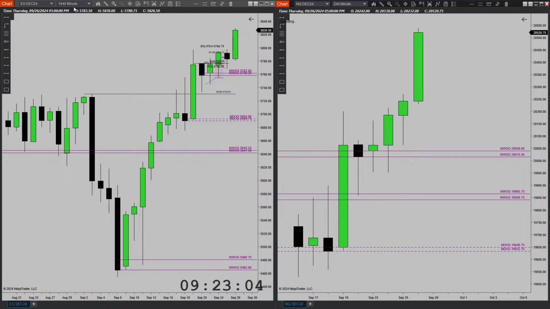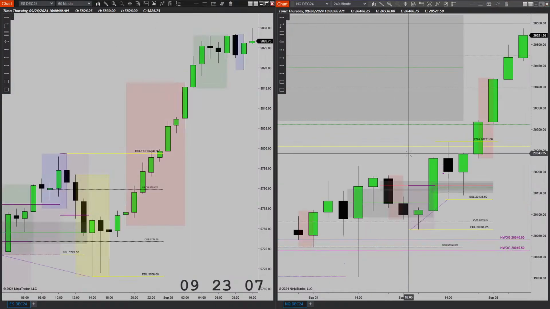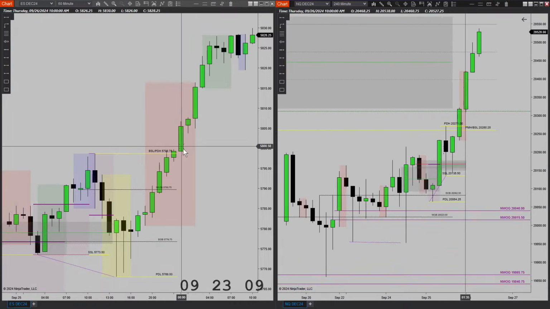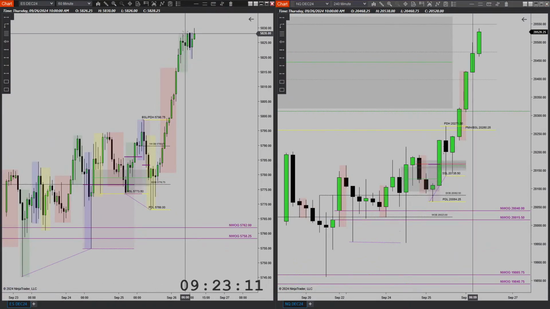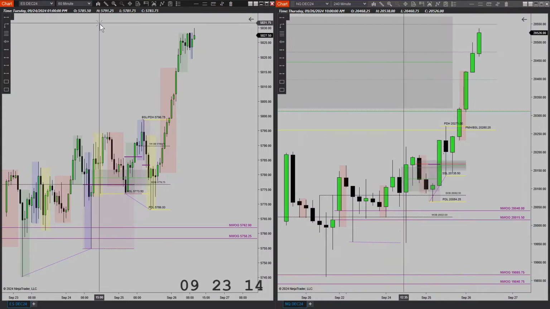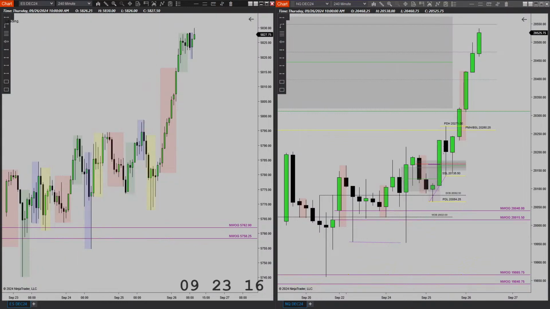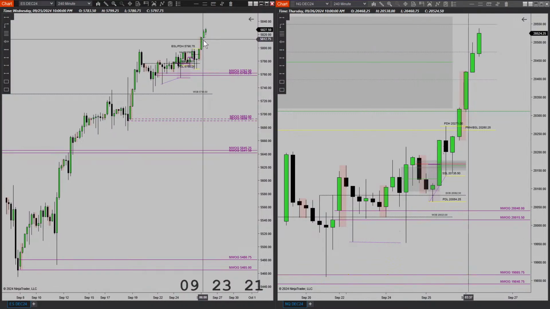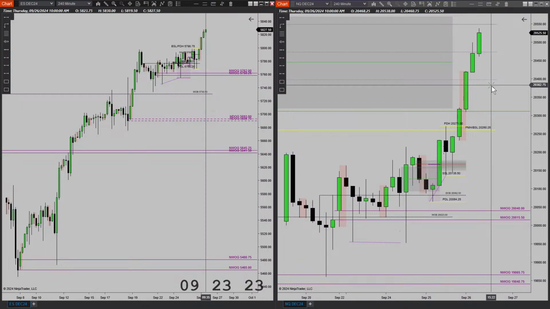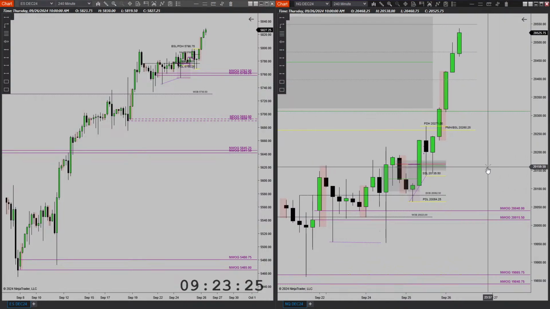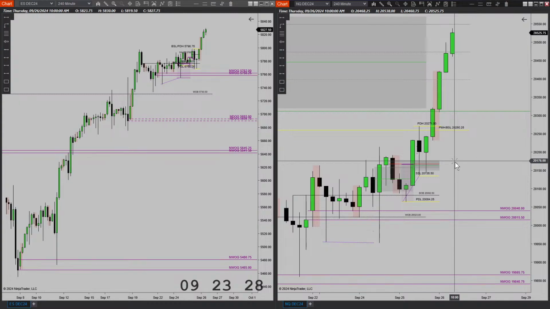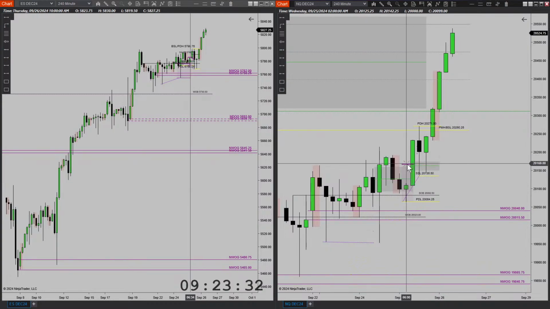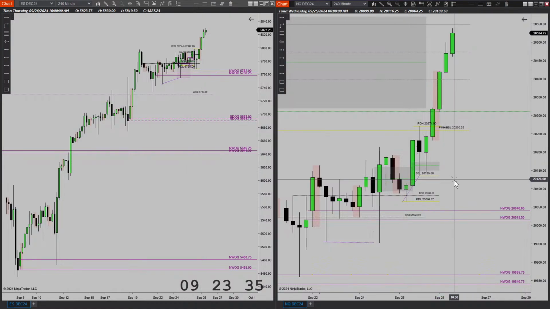Let's go into the 4 hour. We do have a pretty nice structure here. Oh, that's the 60-minute though. There you go. We do have a couple of imbalances here, but nothing as concrete just yet. I don't need this anymore. This I don't need. I'll keep this.